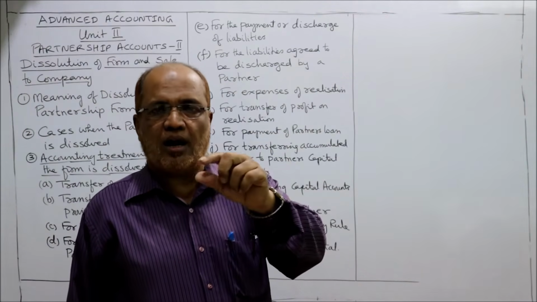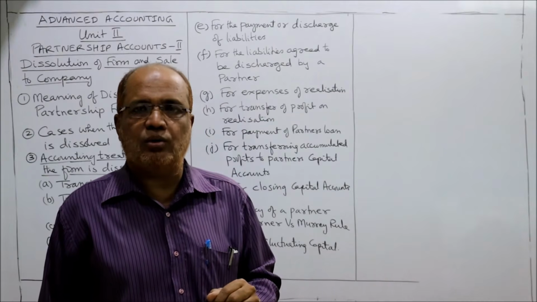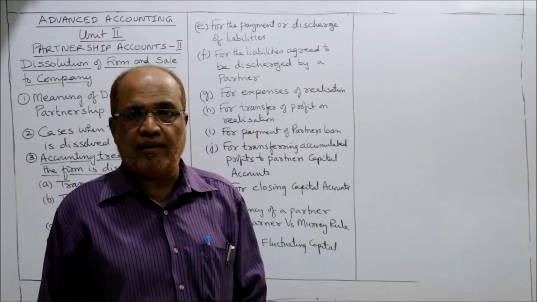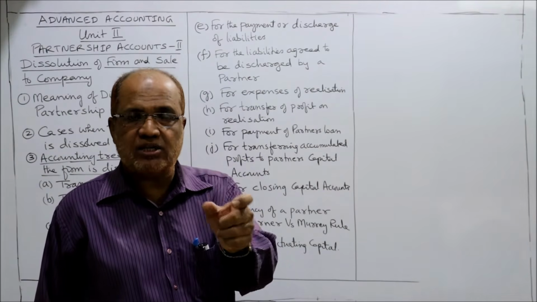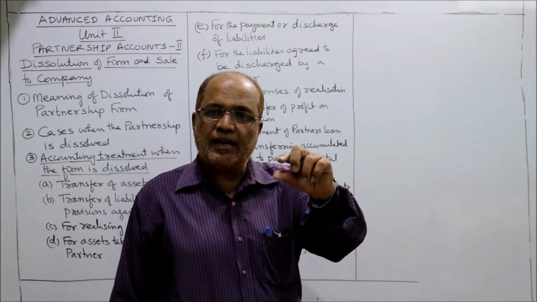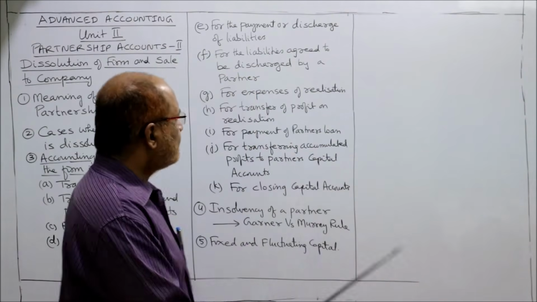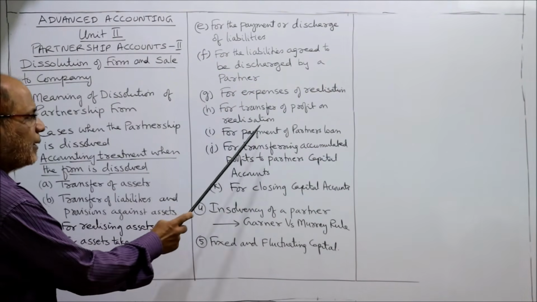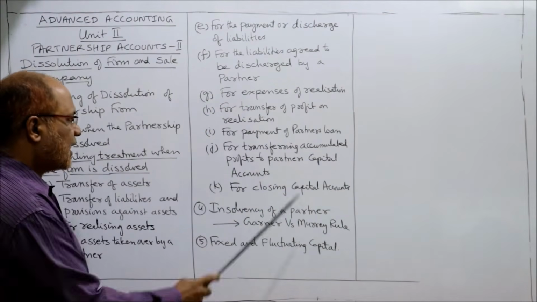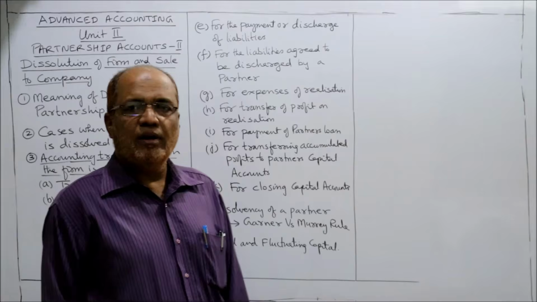Next one, for transfer of profit on realization, realization account debit to partners capital account individually in the profit sharing ratio. अगर loss होगा तो उल्टा कर देंगे, अगर debit side ज्यादा रहेगा realization में, credit side कम रहेगा, तो entry will be partners capital account debit to realization. Then for payment of partner's loan, partner's loan account debit to bank.